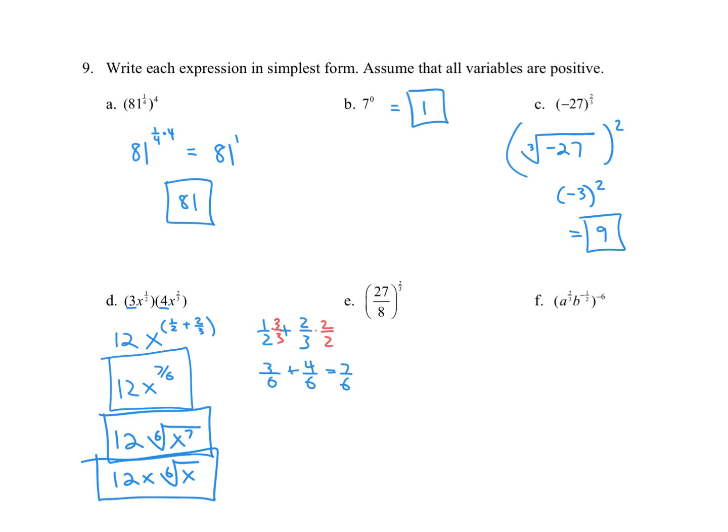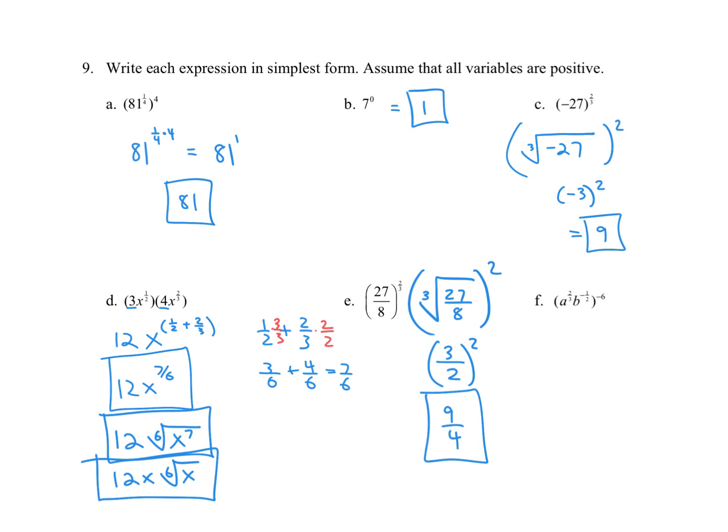In part E, I'm going to apply that 2/3 power to both the 27 and the 8. It's going to be the cube root of 27 over 8 squared. The cube root of 27 is 3. The cube root of 8 is 2. And then I'm going to square both of those, and I get 9 over 4.